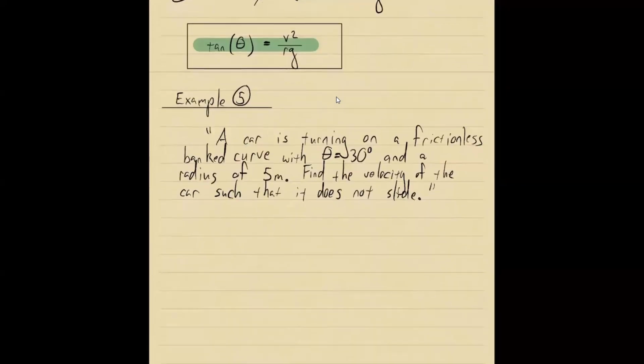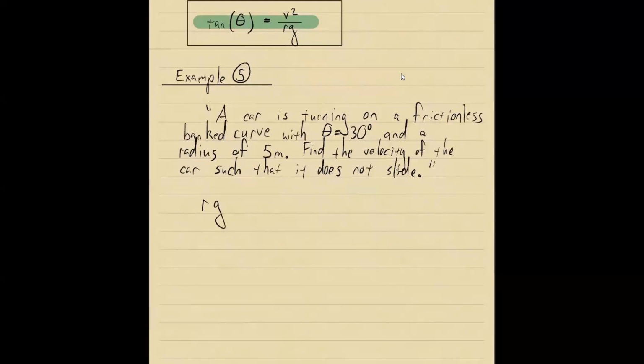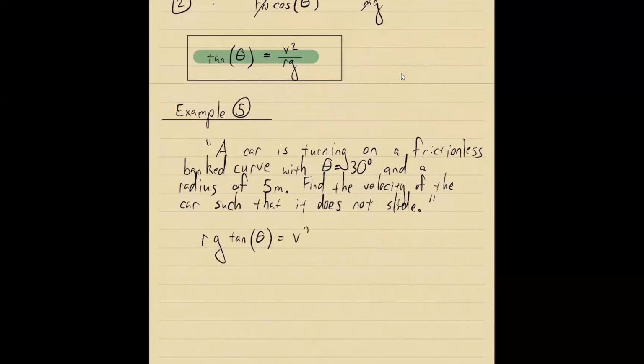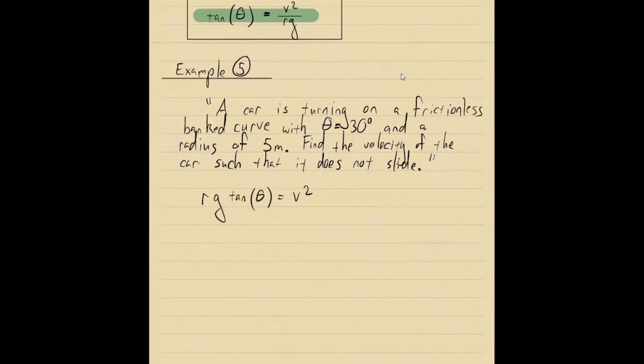Right. So we're going to use the result from earlier to help us out with this. So we're basically going to solve this equation right here for v. So if I multiply both sides by rg, we get that on the left-hand side we have r times g times tangent of theta. Then on the right-hand side we have our speed squared. So then if we take the square root of both sides, we get that the speed that we can travel around this banked curve without slipping is equal to square root of rg times tangent of theta.